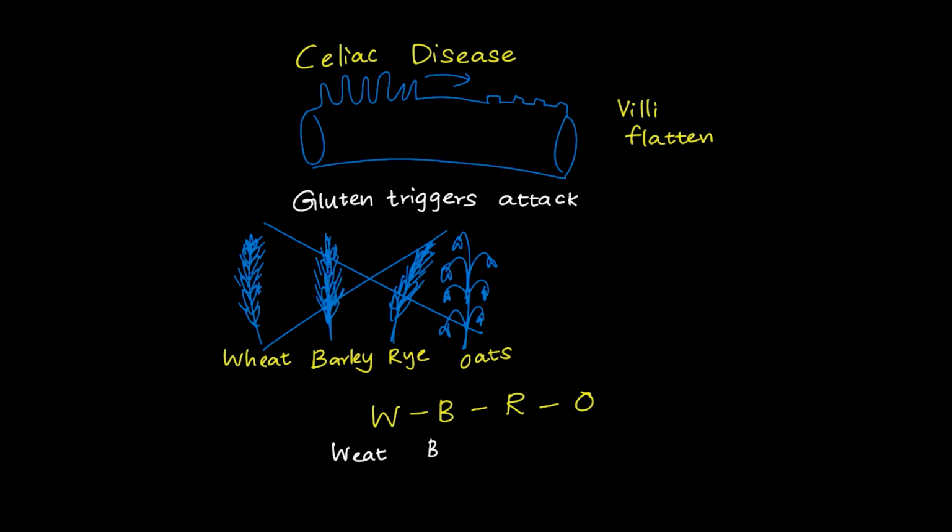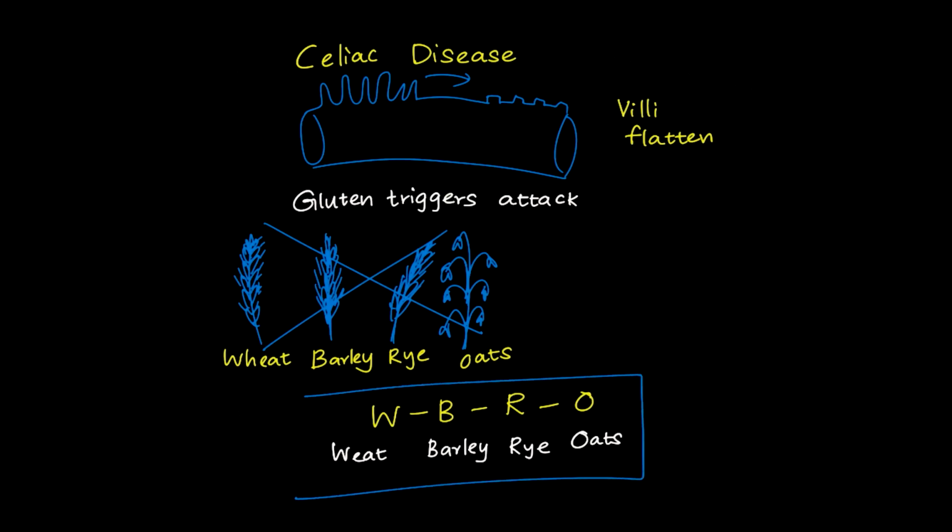Here's a D440 OA exam tip for you. When the question mentions celiac or gluten avoidance, scan for wheat, barley, rye, oats. Quick recall hook: WBRO. Wheat, barley, rye, oats.